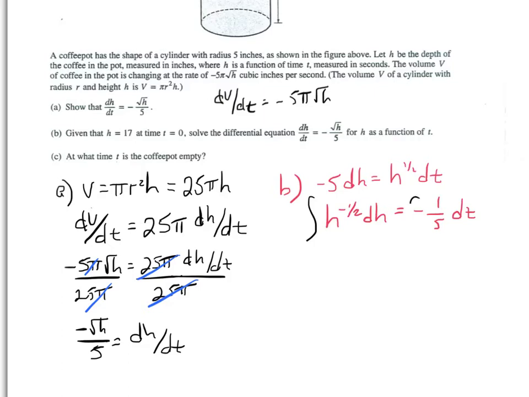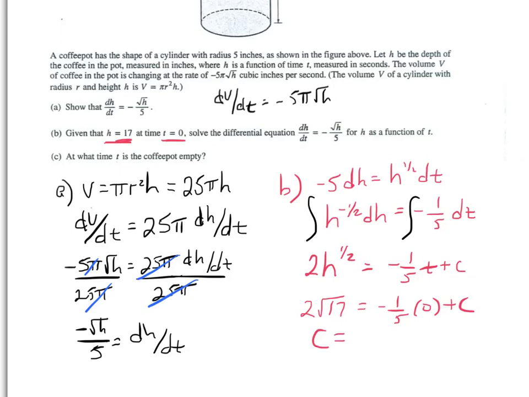So let's integrate both sides. On the left, what do we have? We're going to have h to the 1/2 times 2, and this will be negative 1/5 t plus c. So let's go solving for t. They give us some initial conditions here. h equals 17 when t equals 0. So 2 radical 17 equals negative 1/5 times 0 plus c. So c is 2 radical 17.